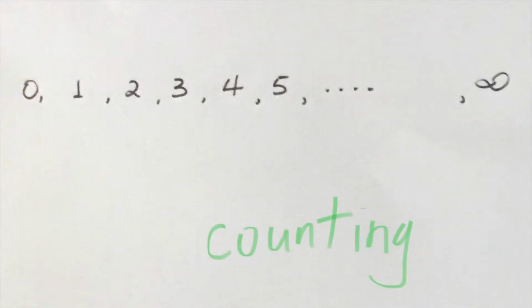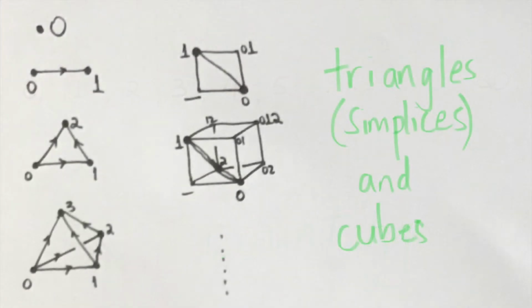Well, let's go back to counting. As you know, the counting numbers are ordered. That's why the real numbers are ordered, essentially. But in quantum mechanics, the counting numbers are not just numbers, they're dimensions. Let's illustrate this first with triangles in arbitrary dimensions. So a point carries the number 0, an edge carries the number 0 and 1, a triangle carries the number 0, 1, 2. The ordering of ordinary counting numbers is given here by the arrows on the edges.